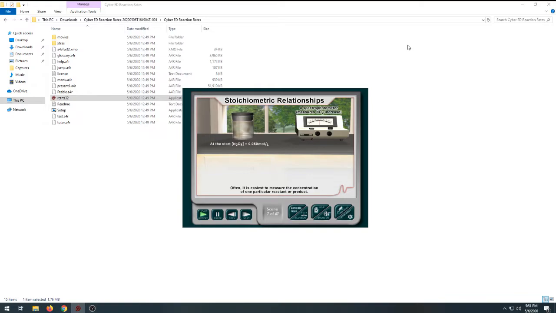In the previous scene, it was noted that as the concentration of dinitrogen pentoxide decreases, the concentrations of nitrogen dioxide and oxygen increase. If you know the change in concentration of one reactant or product, you can determine the changes in concentrations of all the others based on the stoichiometric relationships of the balanced equation. In this reaction, the balanced equation shows that every 2 moles of dinitrogen pentoxide that breaks down produces 4 moles of nitrogen dioxide and 1 mole of molecular oxygen.